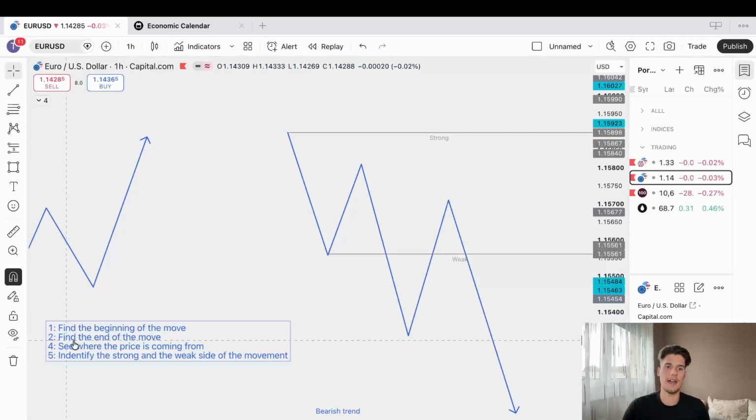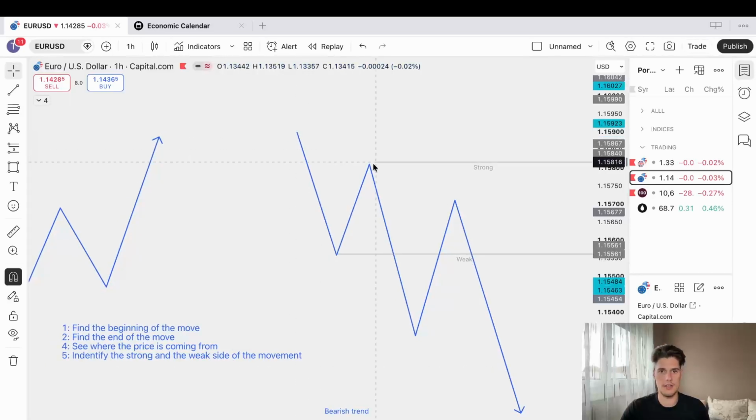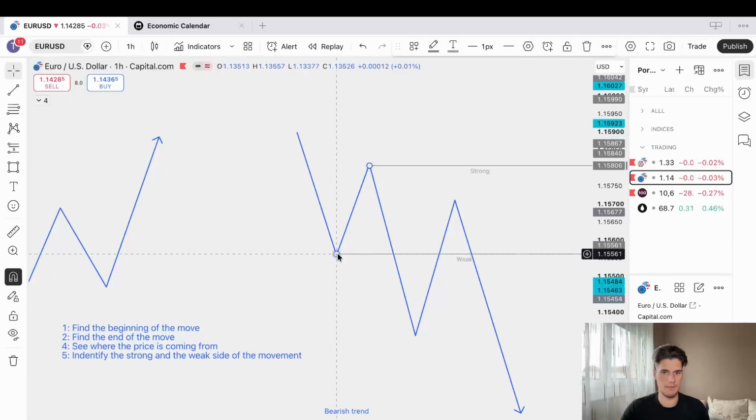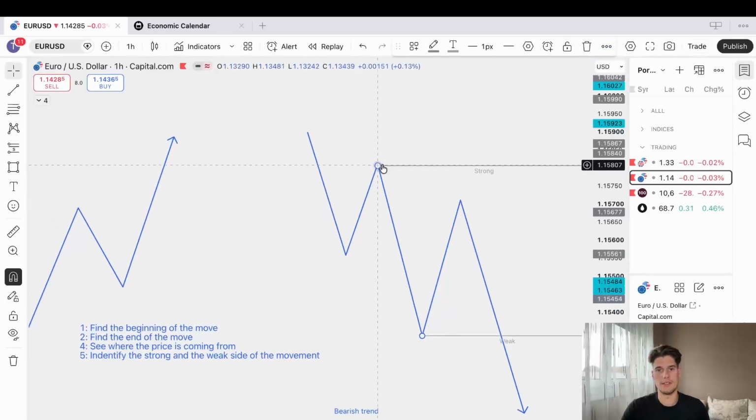So we need to find the beginning of the move. The beginning of the move was this part of the market, and the end of the move was right here at the bottom. And see where the price is coming from. It's coming from the upside. So we can identify which is the strong and which is the weak side of the movement. And all the way down it's the same as in the bullish trend, just the price is going down, not up.